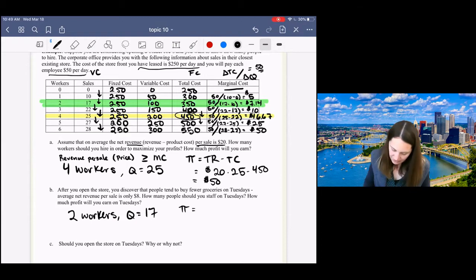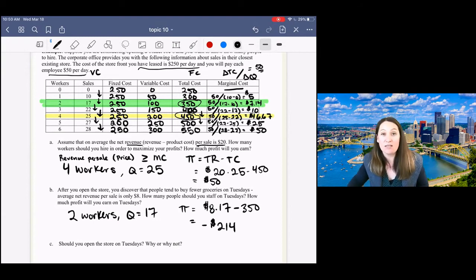And then for profit, that means that when we're making $8 per sale, we've got 17 sales. And then our total cost here is $350. So if you plug that into your calculator, you're going to end up with a negative profit of $214, a loss of $214. So that's not good, right? You're a business, you want to make money, don't want to lose money. So on Tuesdays, you're losing $214.